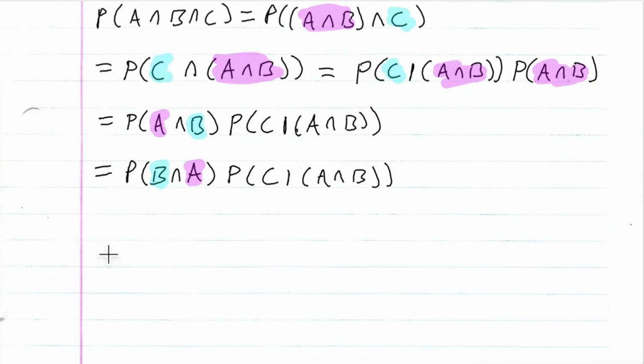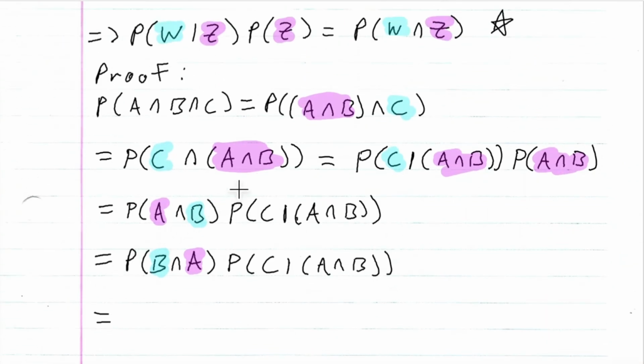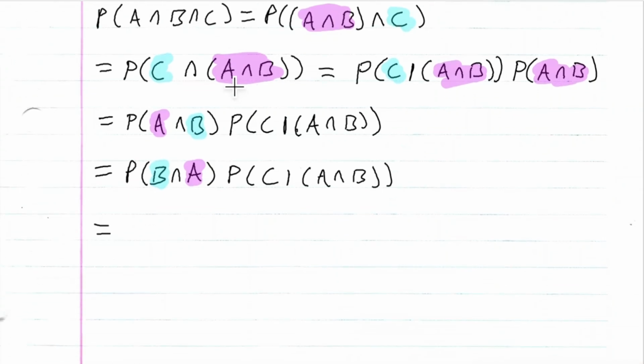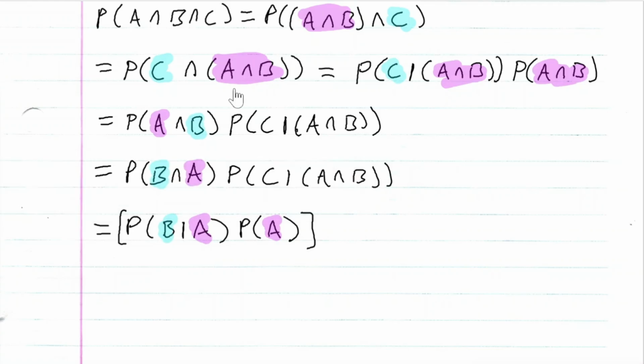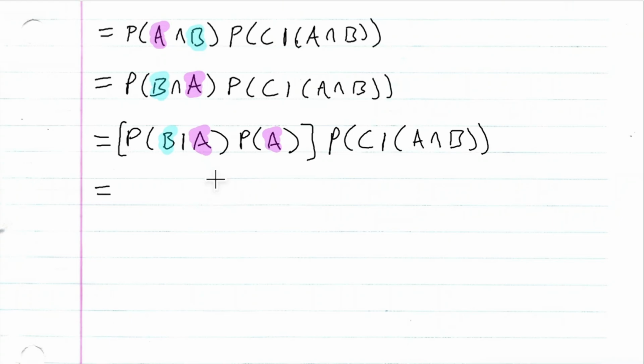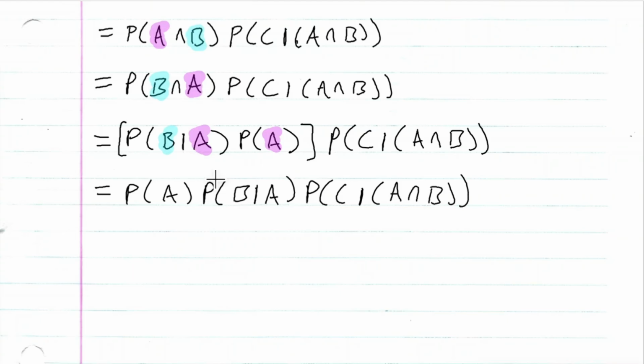Okay, so now this is equal to blue given purple, so the probability of blue given purple times the probability of purple, that's this right here, the purple for the A and then blue for the B, and then times the probability of C given A intersection B. All right, this is equal to the probability of A times the probability of B given A times the probability of C given A intersection B. And that's exactly what we wanted to prove.